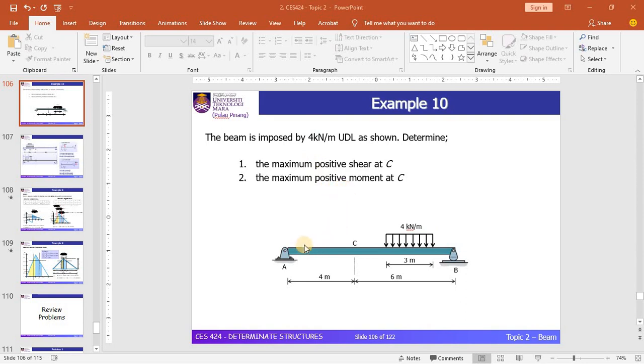So basically, we have a simply supported beam loaded by a 4 kN per meter UDL load. In this example, we need to determine the maximum positive shear at point C and also the maximum positive moment at point C. The first part is to develop the ILD for the beam. In the other part, we will apply the ILD diagram to determine the values of maximum positive shear and moment at point C. Let's go to the first part.